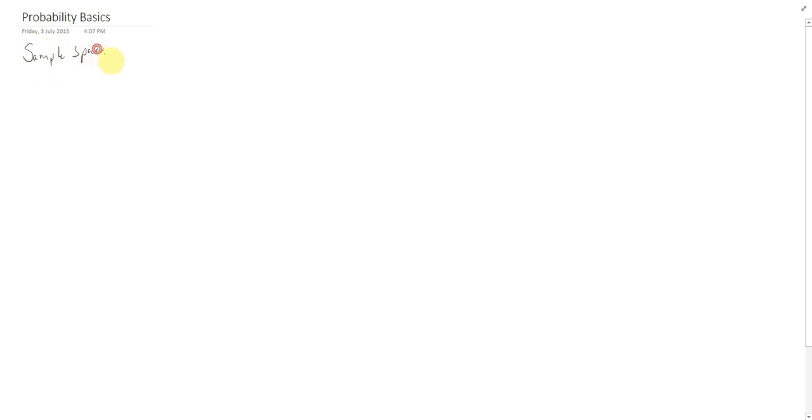Now a sample space is basically just a list of all of the possible outcomes. So, for example, if your little probability experiment is choosing a random number between 1 and 10, our sample space, which has this weird symbol, will just be 1, 2, 3, 4, 5, 6, 7, 8, 9, and 10.